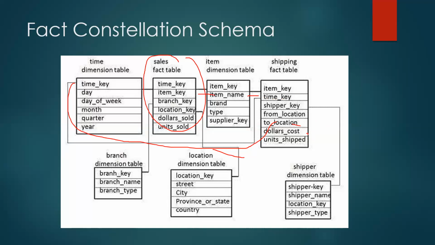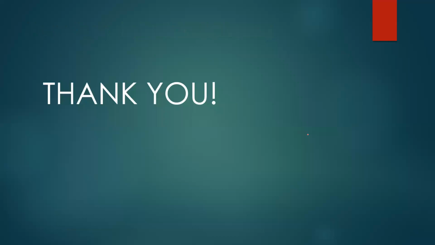It is also possible to share dimension tables between fact tables. For example, time, item, and location dimension tables are shared between the sales and the shipping fact tables. So you are sharing them with another table. This is called a fact constellation schema. With that, we complete the basics of data warehousing.